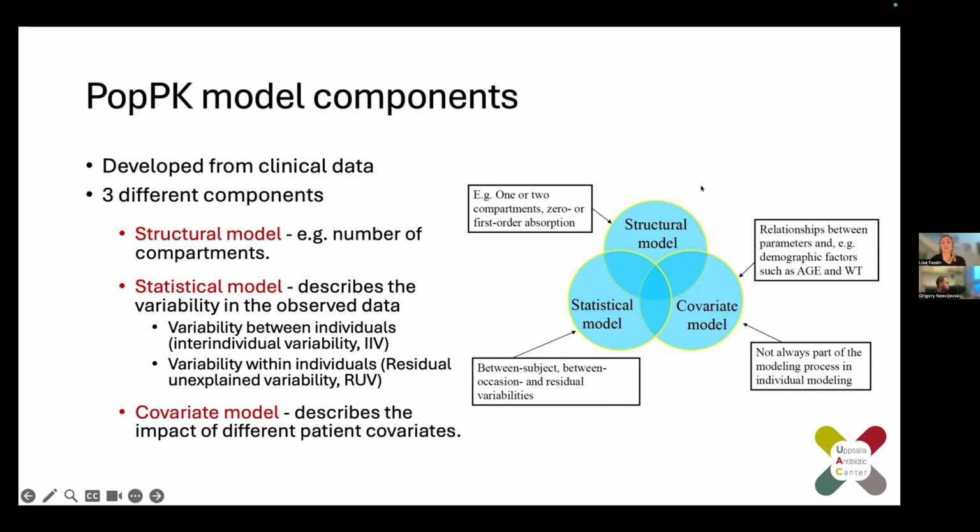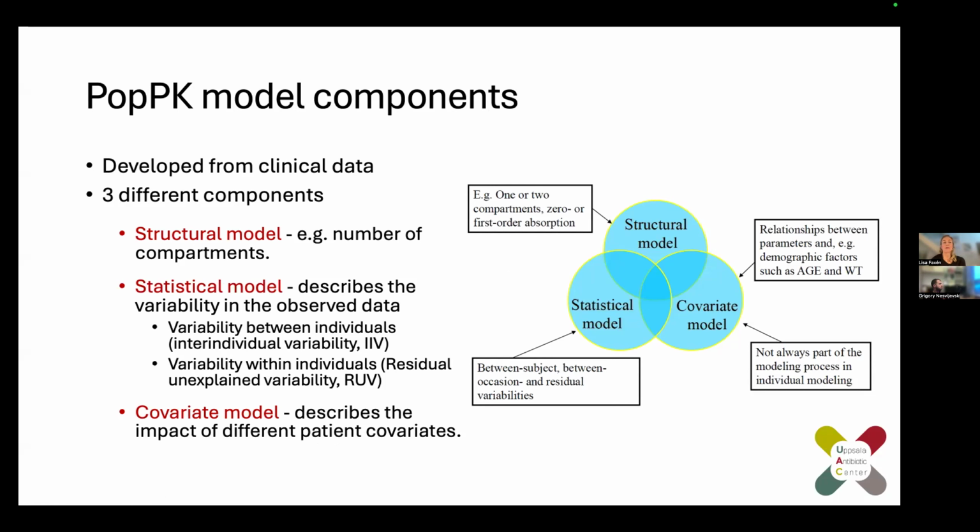First, we have a structural model, which describes the skeleton of the model. How many compartments do we have? You always have a central compartment into which the dose is given and from where we take the plasma samples. But you might also have 1 or several peripheral compartments, which communicate with each other. And then you have a statistical model, which describes the variability in the observed data.